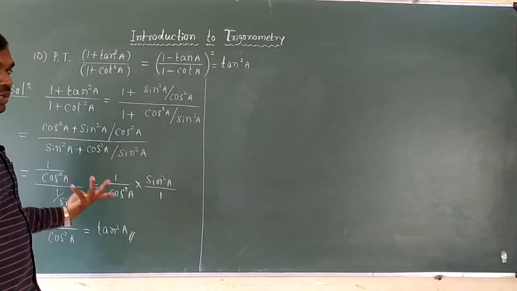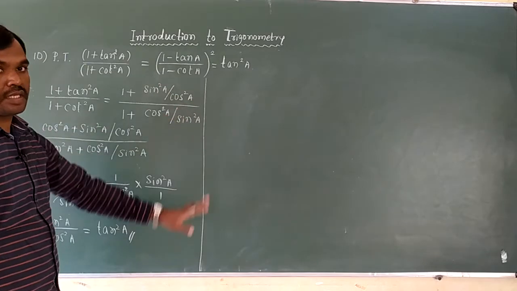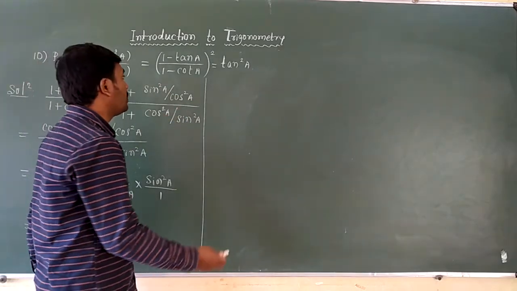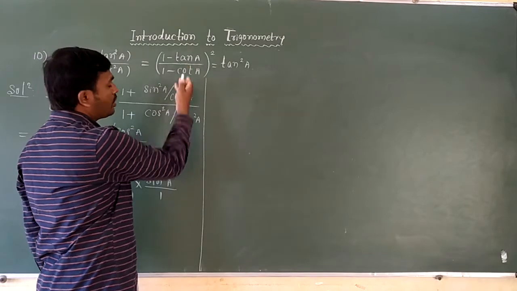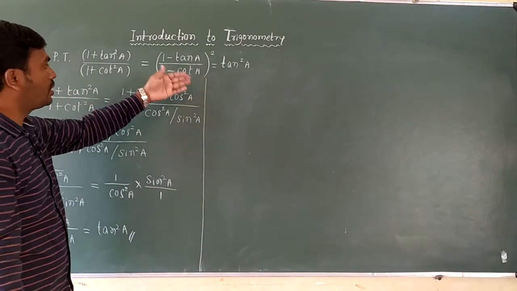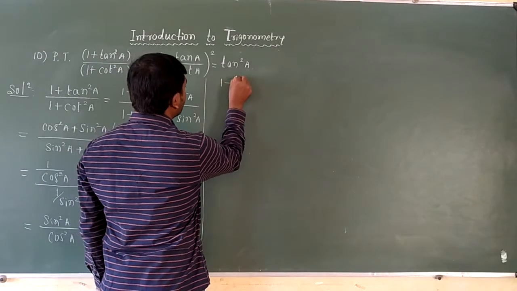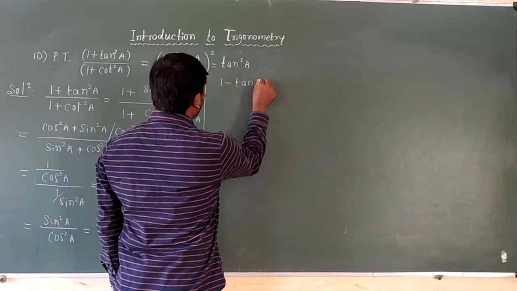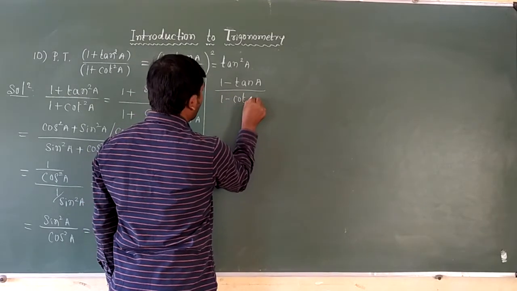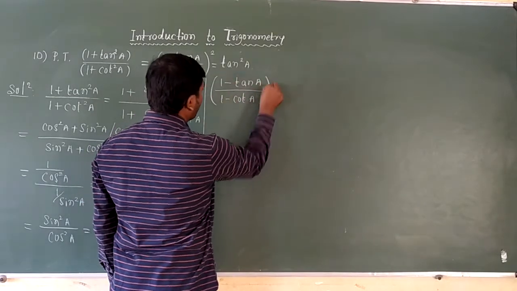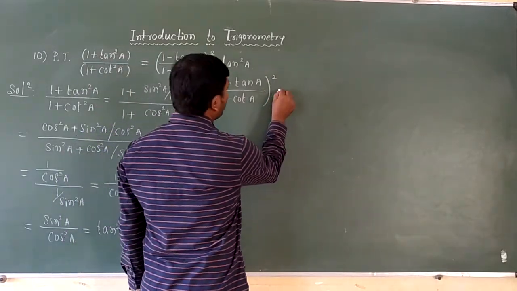This is the first step. You can prove it by either this or by this. Anyone, what you want, you can use it to prove it. Here, I will solve both these two. Here, let us solve this one by taking the next term, that is (1 minus tan a) divided by (1 minus cot a) whole square. This is equals to what? Whole square.